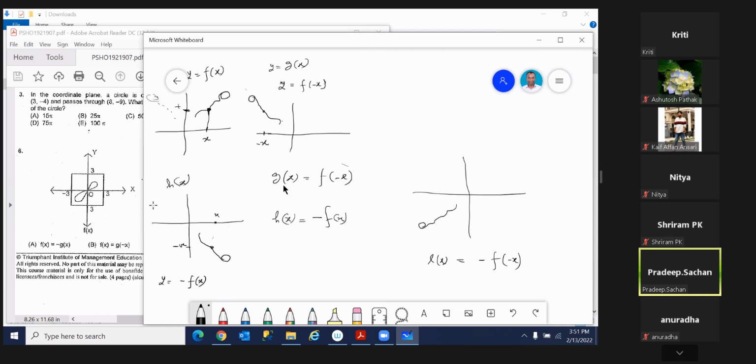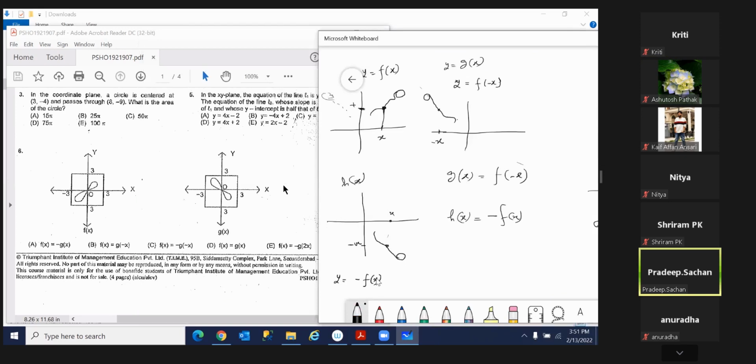X-axis. If you are putting a mirror to the x-axis, you will get minus of fx, right? So I can easily say that gx will be minus of fx, or I can say fx will be minus of gx, because if you put a mirror to gx, then also you will get fx. So fx equal to minus of gx. Correct?